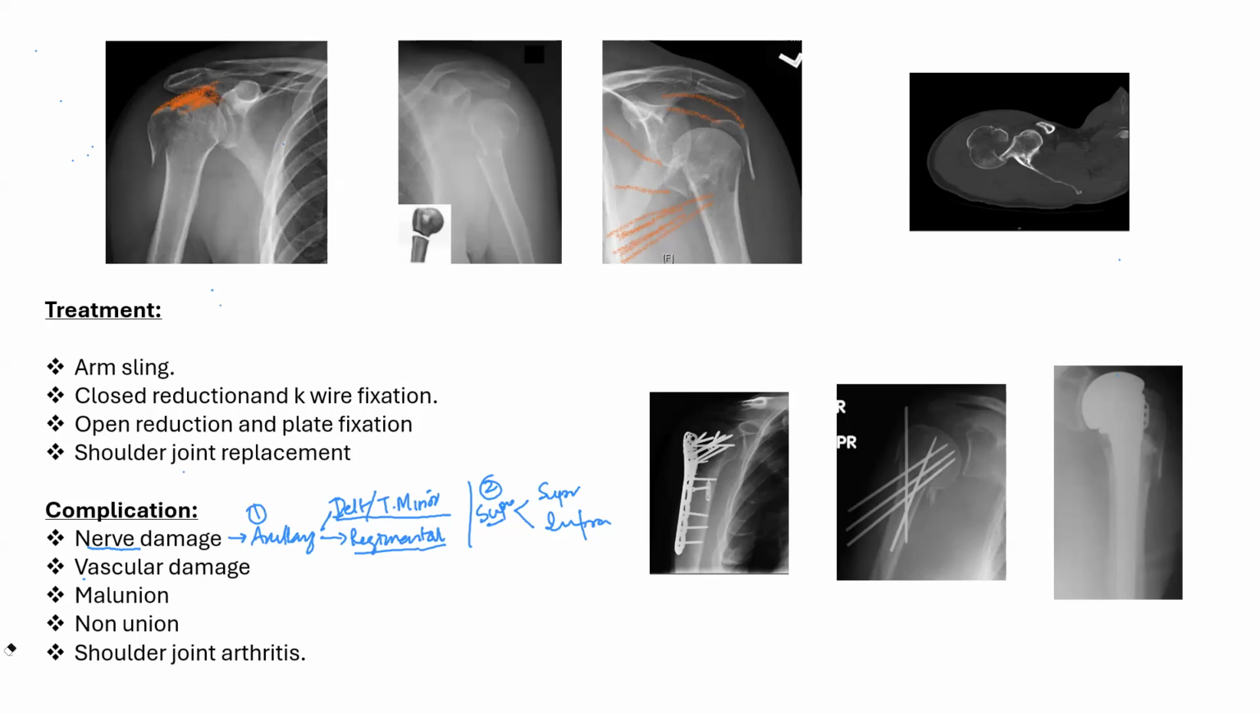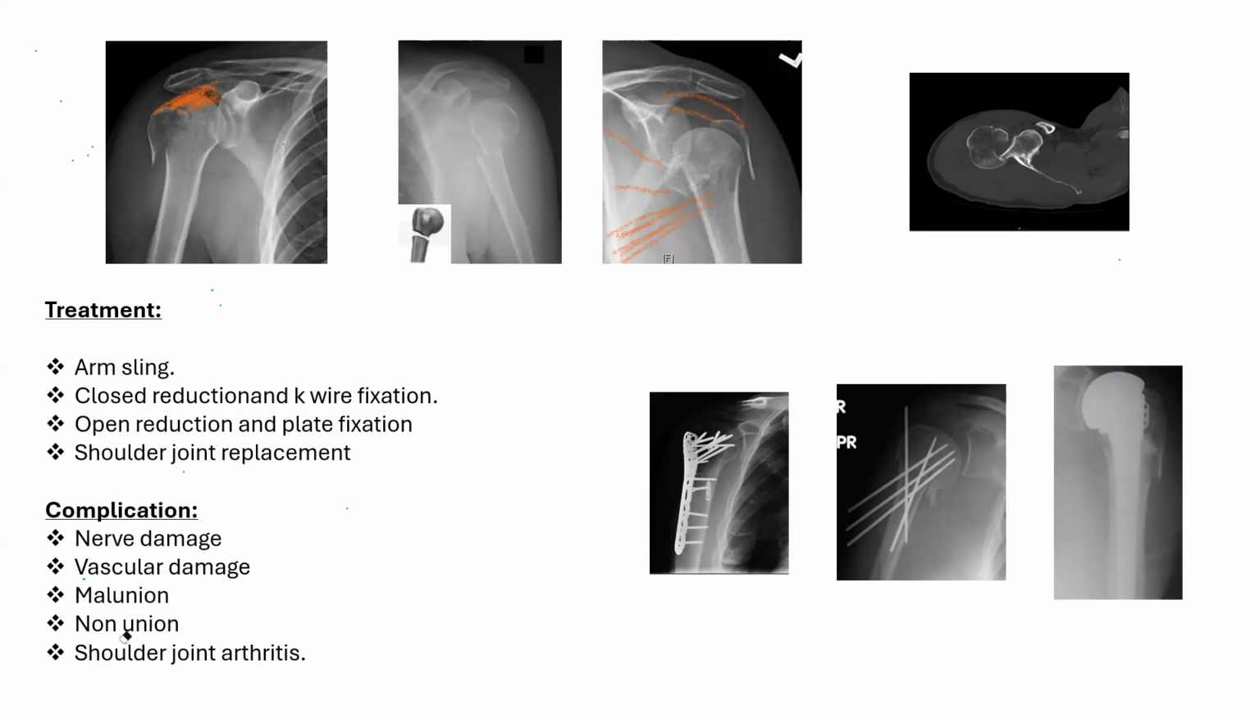Then comes your vascular injury. If the patient has a very bad injury, the patient may have axillary artery or vein involvement, so arterial or venous involvement. And this fracture, they have very good vascularity. If you don't treat also, most of the time they will unite in malposition. So the patient will have malunion.